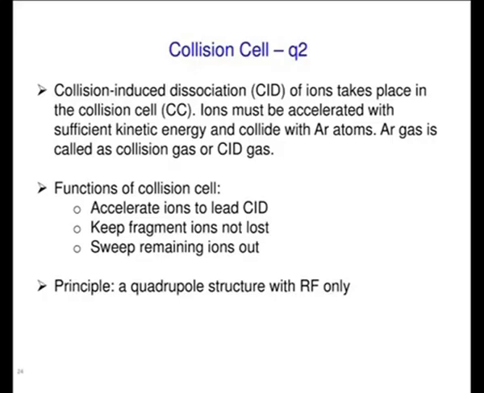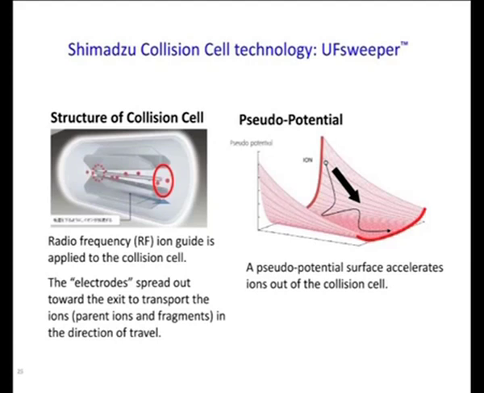Once the ions get selected in the first quadrupole, they go to the second quadrupole where they collide with the argon gas at a particular energy, and based on the collision energy the compound gets fragmented, and then the product ions get scanned in the third quadrupole. This is one of the techniques utilized by the Shimadzu instrument, the ultra fast sweeper technique. What happens when you use multiple events?